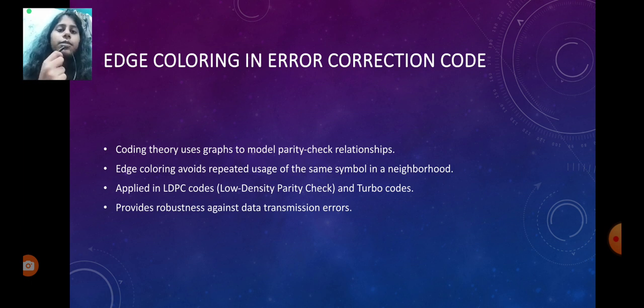Yes. This is one of the most important topics, edge coloring in error correction codes. While coding on this edge coloring topic, we generally cause errors. So let us see some corrections to those error codes. Coding theory uses graphs to model parity check relationships. Edge coloring avoids repeated usage of the same symbol in the neighborhood. It is applied in LDPC codes, meaning low density parity check, and turbo codes, providing robustness against data transmission errors.